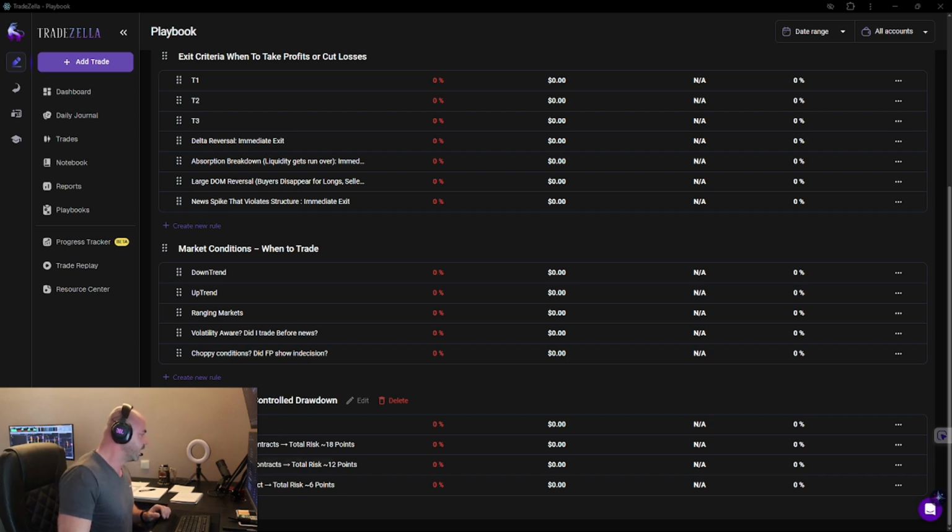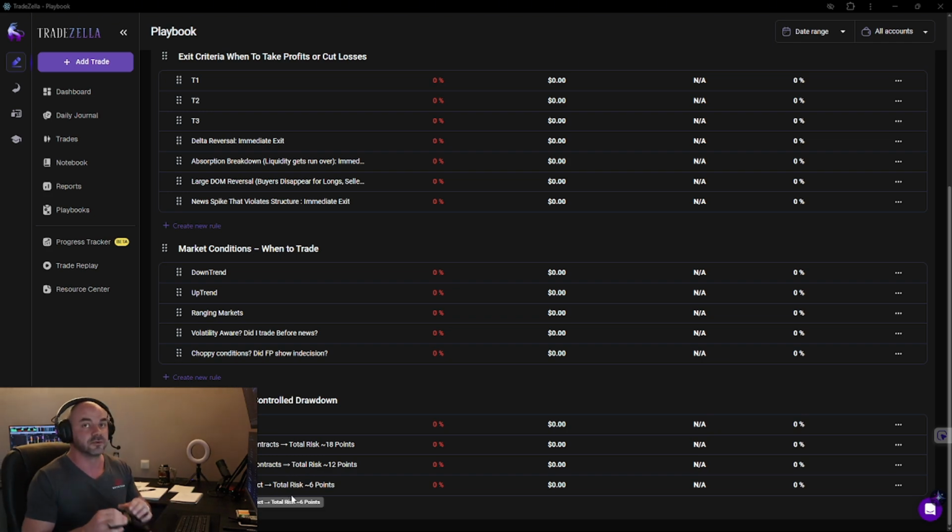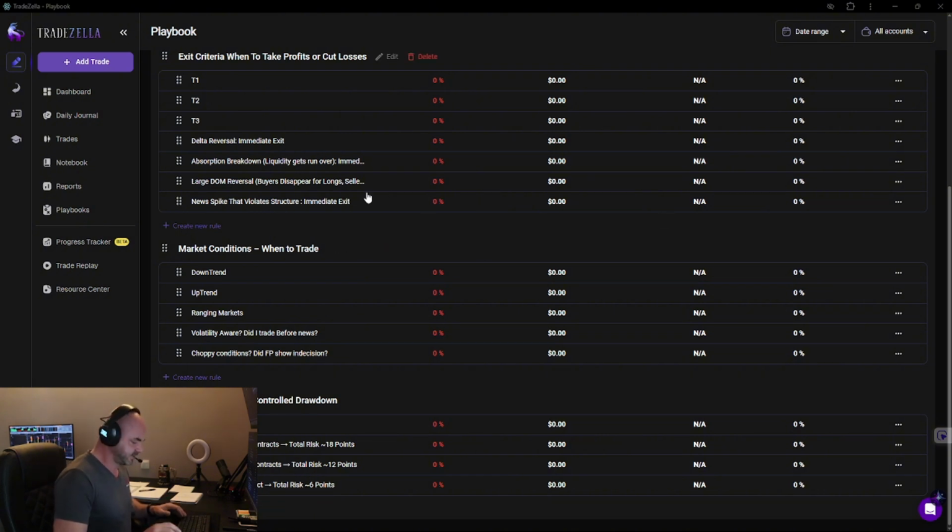We have 3 operating structures. You can name them however you want. I call them the line in the sand, which is 3 contracts, so our total risk will be 18 points. We have the controlled burst, which is 2 contracts, so our total risk is 12 points. And we have the single shot, which is 1 contract, so our total risk will be 6 points. Now, let's say we do trade 1.